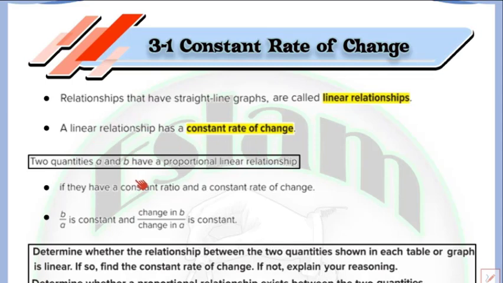So what is the meaning of linear relation? The linear relation is the relation which is represented graphically by a straight line. So if the rate of change is constant, we have a linear relation. This linear relation is represented by a straight line.